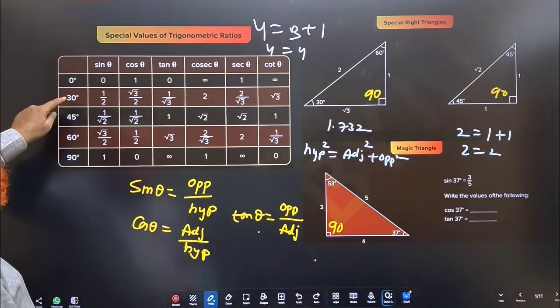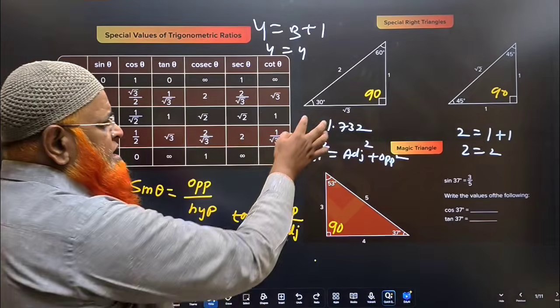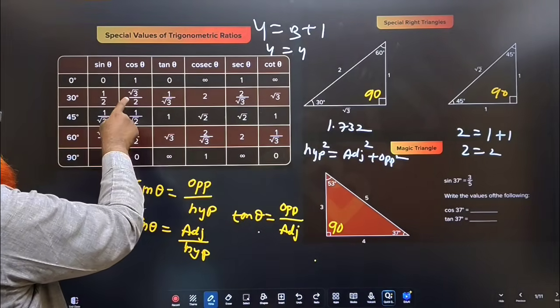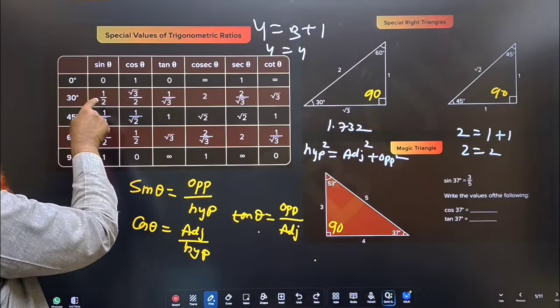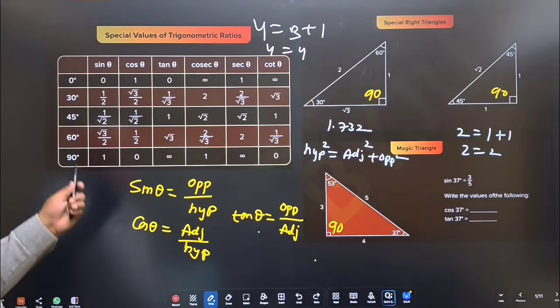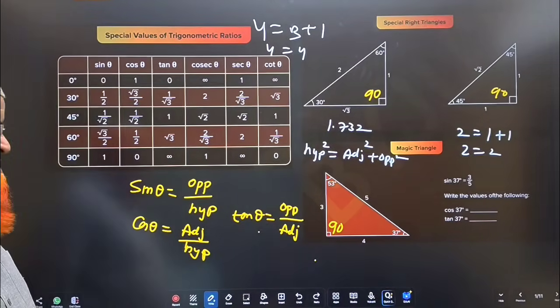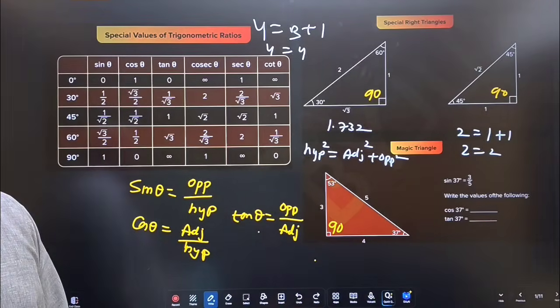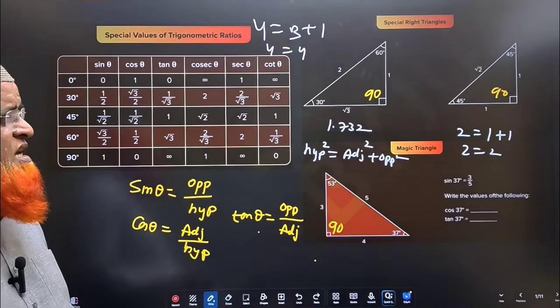Okay. See, cos 30 is here. Cos 30 means adjacent side by hypotenuse, root 3 by 2. Ready or not? Sin 30 is 1 by 2. Sin 30 means opposite by hypotenuse. Okay. Now, these are the triangles. This is a special triangle which is called a magic triangle. So here also Pythagoras theorem holds good.